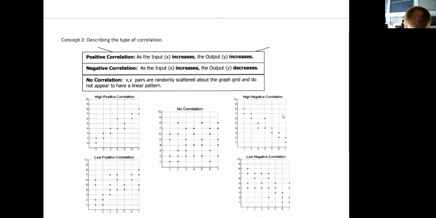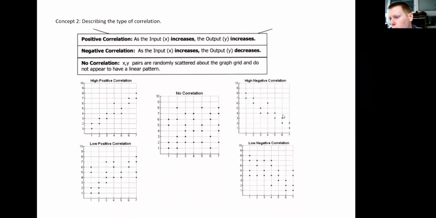The second one we're going to look at is describing the type of correlation. So if you remember our definition of correlation from the front, correlation basically just describes the connection between the two sets of data you're looking at. Is there a positive connection between them? For example, the amount of food you eat might be correlated to your weight. If you're overeating, you might gain weight, or if you're undereating, you might lose weight.